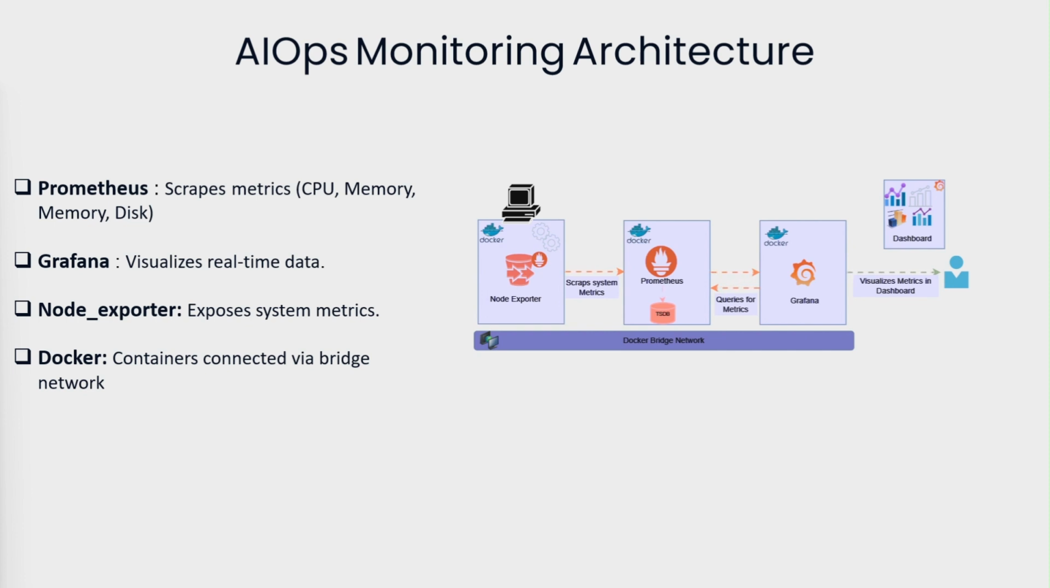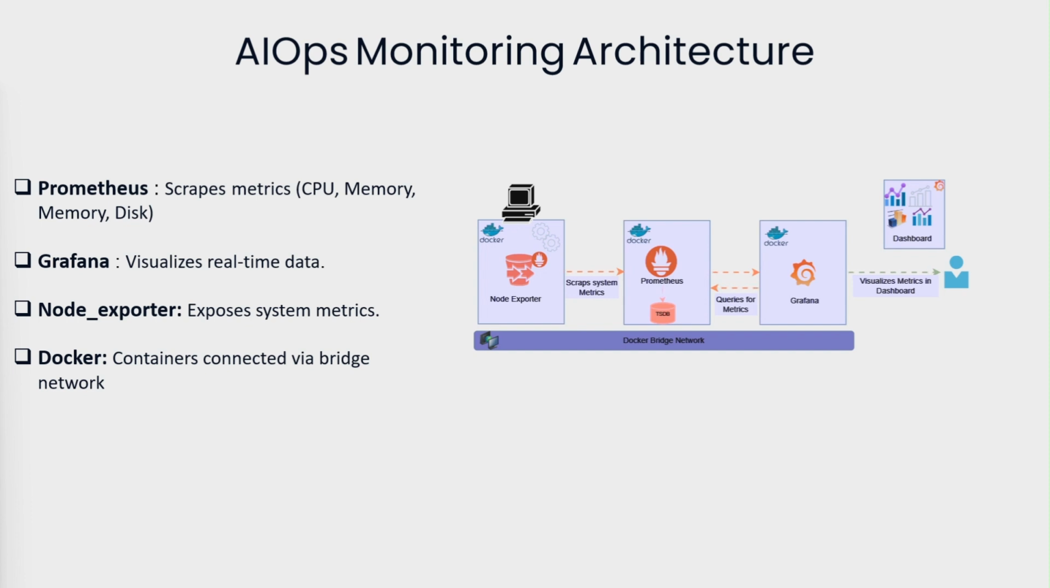On the left, we have Node Exporter running in a Docker container. Think of Node Exporter as an agent that's collecting critical system metrics like CPU usage, memory consumption, and disk I/O from your system. Now, these metrics are being scraped by Prometheus, which is also running in a Docker container. Prometheus is like the brains of the operation. It collects, stores, and even alerts on these metrics in real time. It's constantly pulling data from Node Exporter every few seconds, so we always have up-to-date information.